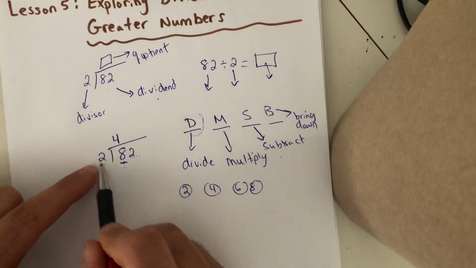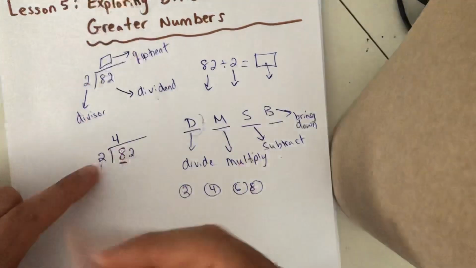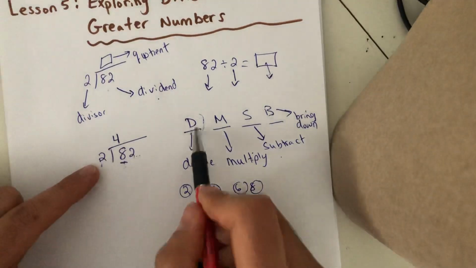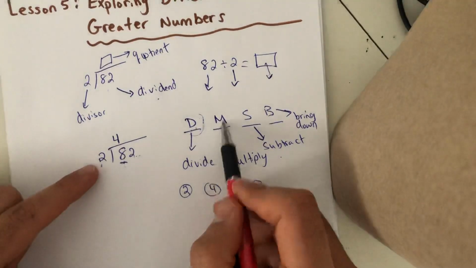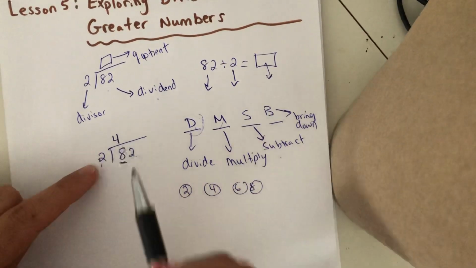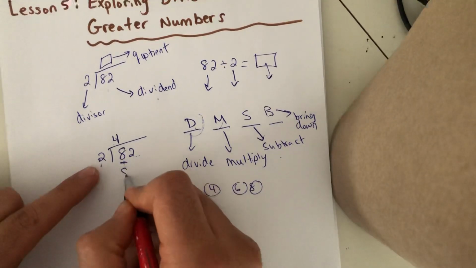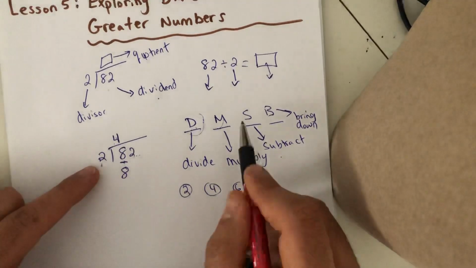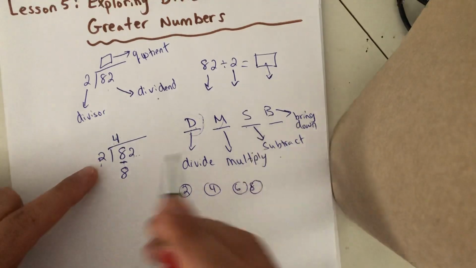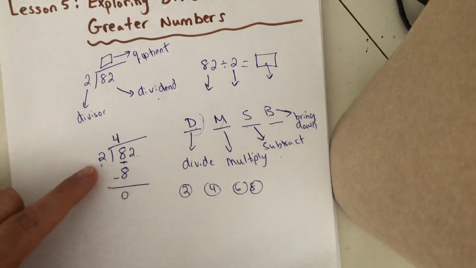So how many times can 2 go into 8? 2, 4, 6, 8. 4 times. So that's why I put the 4. We're done with step number 1. Step number 2, multiply. 4 times 2 equals 8. Which brings us to step number 3, subtract. 8 minus 8 equals 0.